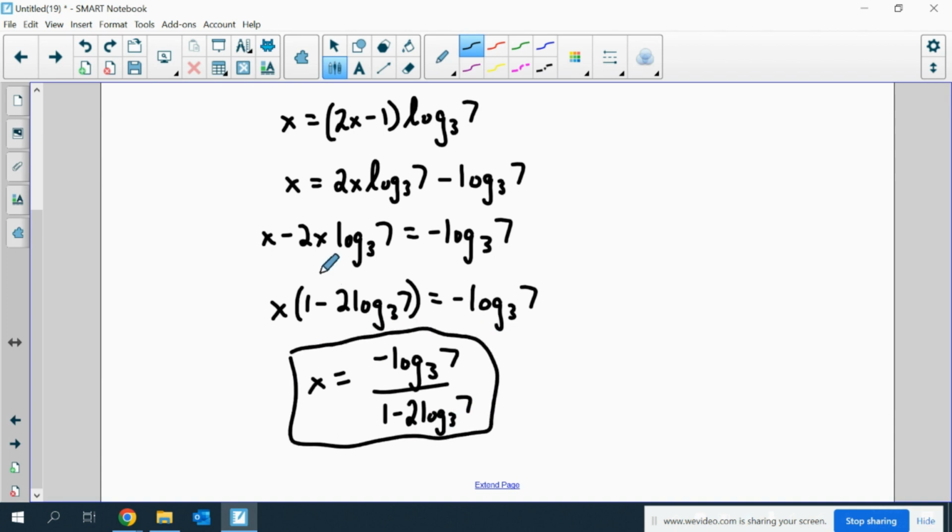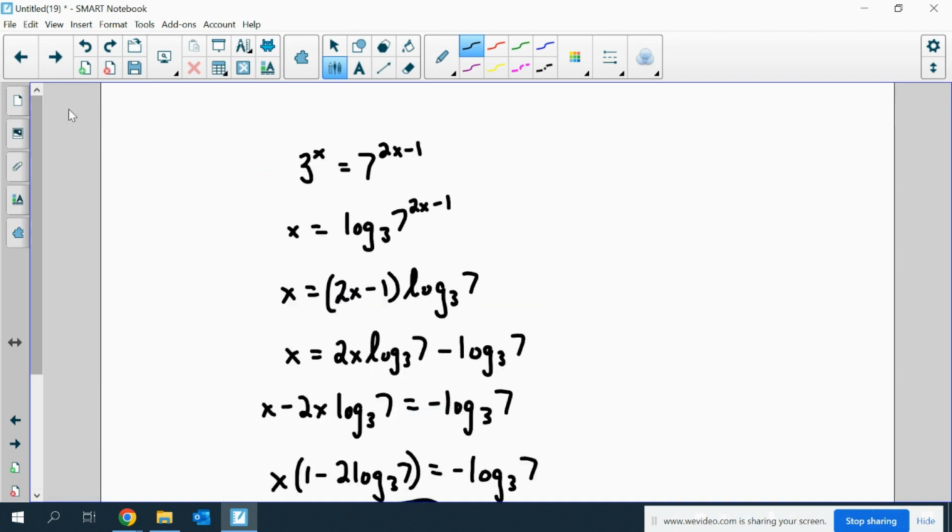I could have also solved this by taking a log base 7 of both sides. I could have taken a natural log of both sides. There's a lot of different ways to equivalently solve this. I can also give you a quicker and not as difficult one.